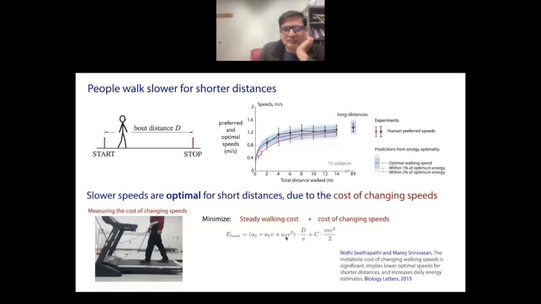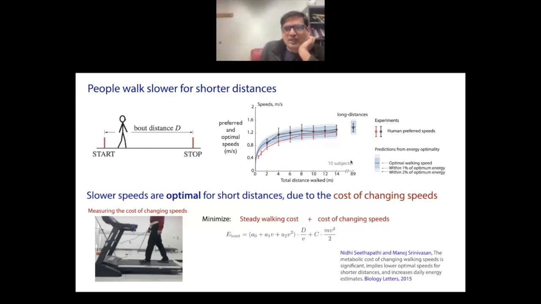And then if you have this kind of cost, this cost essentially systematically pulls the total speed down, because for smaller and smaller distances, the cost of changing speeds, the cost of accelerating from 0 and going back to 0, is a bigger and bigger fraction of the total cost. So if you had to walk at a particular speed to minimize the steady state walking cost, adding this cost of changing speeds systematically decreases that for shorter and shorter bouts.